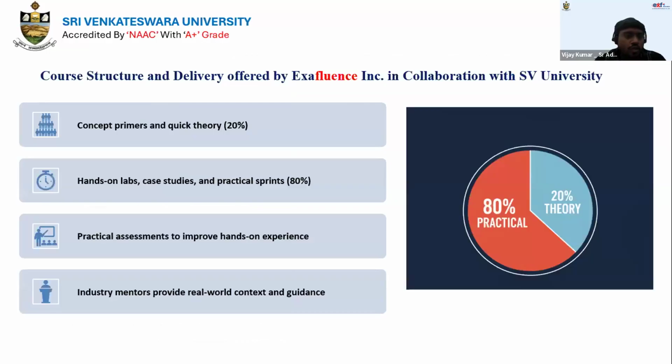And now we can go to the SV University and Exofluence course structure and the delivery. As I told you earlier, we focus on only 20% theory, and the remaining 80% is completely practical exposure, which is required for your placements. This is a practical oriented and career oriented program, and industry mentors, who are senior people working in the company, will directly give you mentorship. They will share their real time challenges. They will guide you on projects, which are real time live projects from the company.